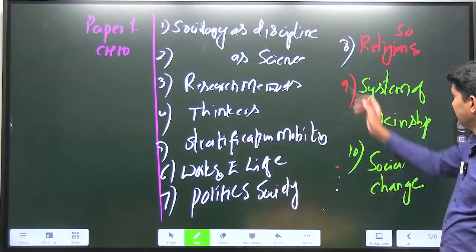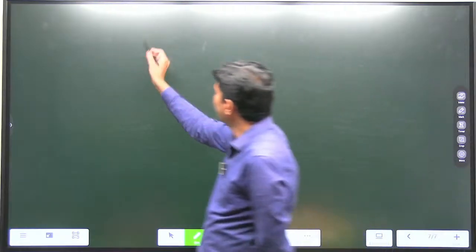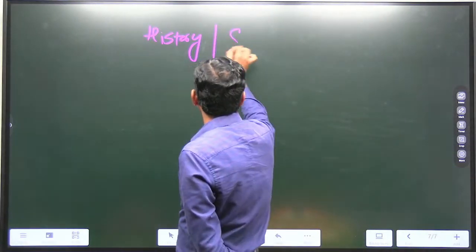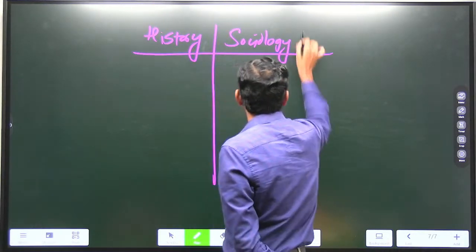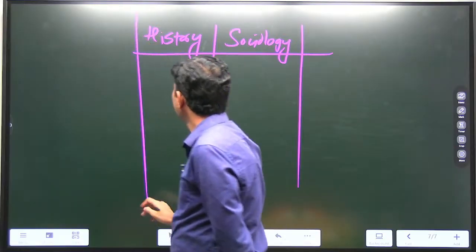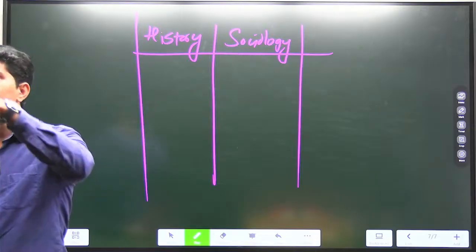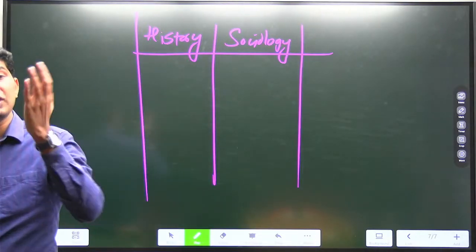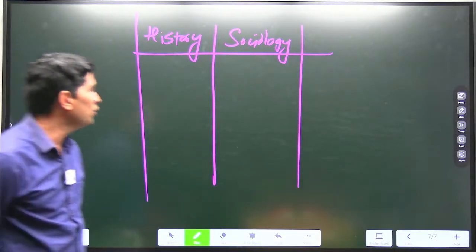If you look at it from sociology as a discipline, it is a comparative question. What is the comparative question? History and sociology. Even if you are not a sociology optional student, and especially if you are, you can bring a better structured answer. Simply, what is the meaning of history? The study of past events which we consider important to understand past socio-economic and religious conditions is called history. What is sociology?